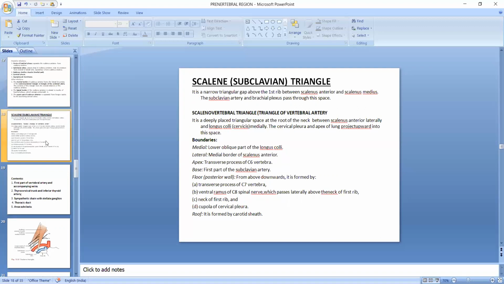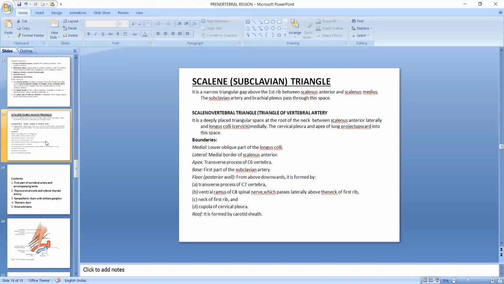Scalenovertebral triangle, or triangle of the vertebral artery. It is a deeply placed triangular space at the root of the neck between the scalenus anterior laterally and longus colli medially. The cervical pleura and apex of the lung project upwards into the space.